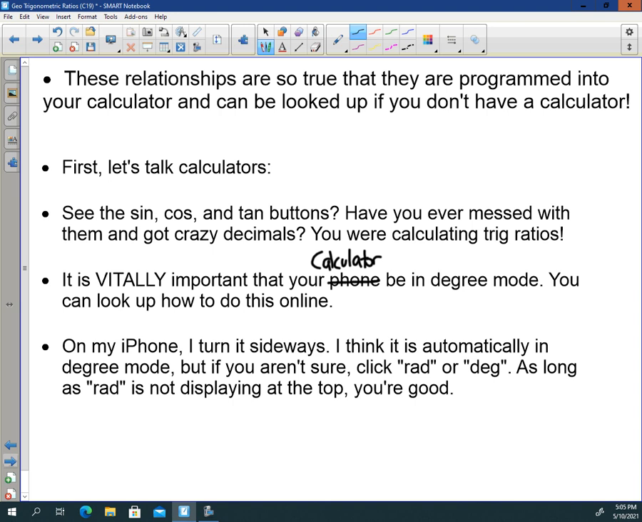Oh, my phone's ringing. My phone always rings when I make videos, always. Anyway, play with it. As long as rad is not displaying in the top part, then you're good. Again, we can chat about it. It's a big deal, so make sure that your calculator is in degree mode. Most calculators will have somewhere in the display either a D or a DEG, something like that.